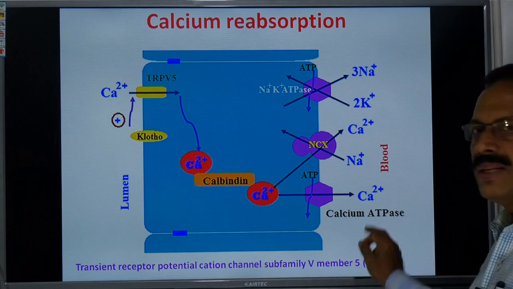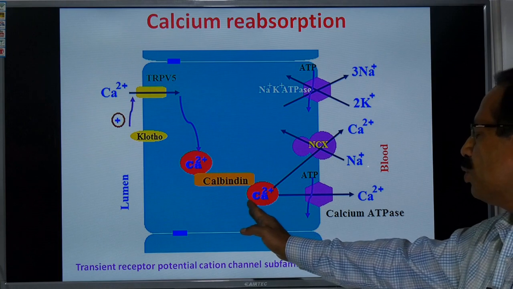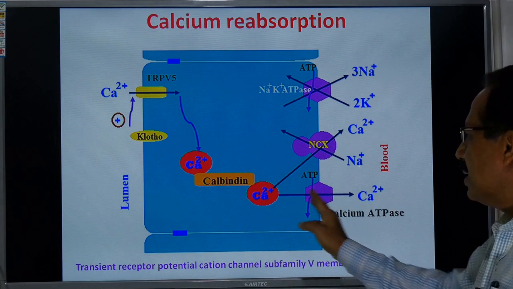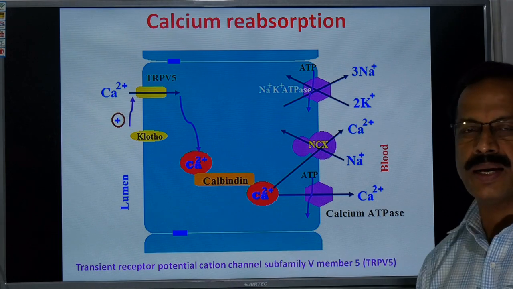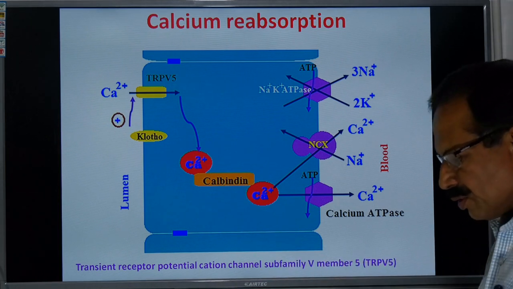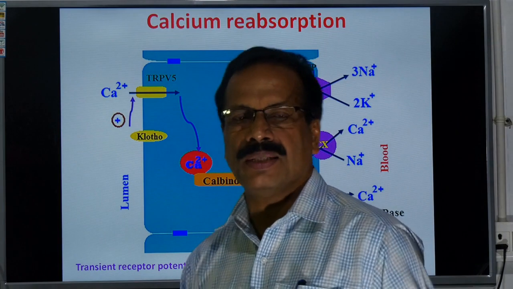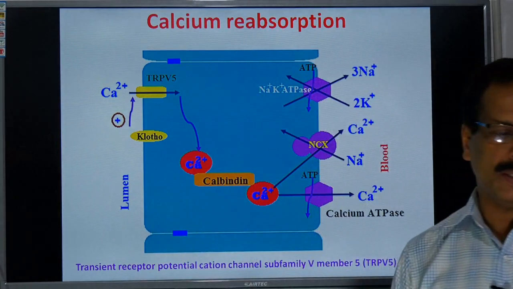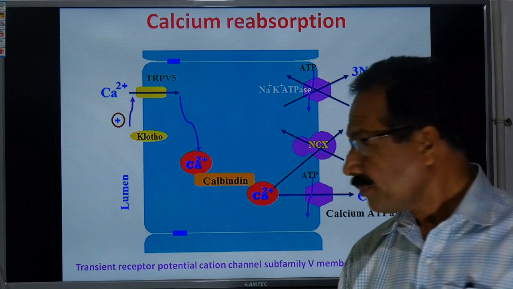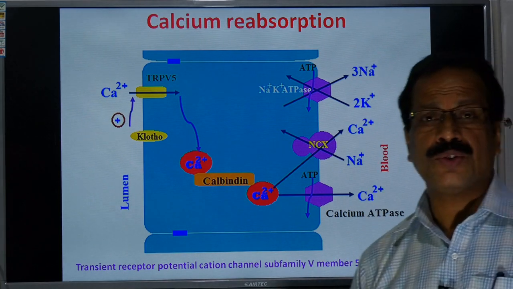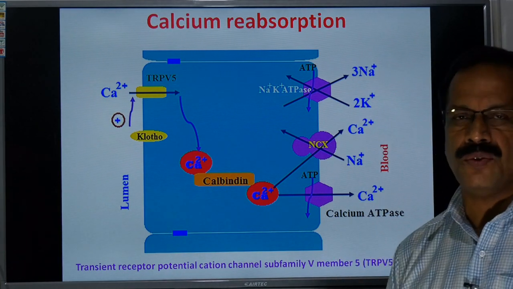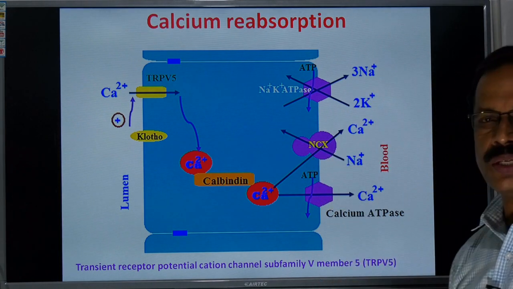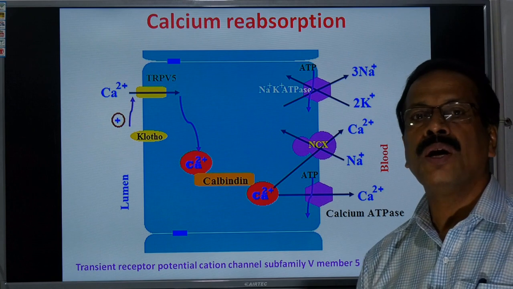Through this calcium ATPase, calcium moves from the cell into the interstitial space, and this creates an electrochemical gradient. Facilitated by this electrochemical gradient, calcium is absorbed from the lumen by the calcium channel. And the distal convoluted tubule is the major area where regulated calcium reabsorption happens. This calcium reabsorption is regulated by the parathyroid hormone.